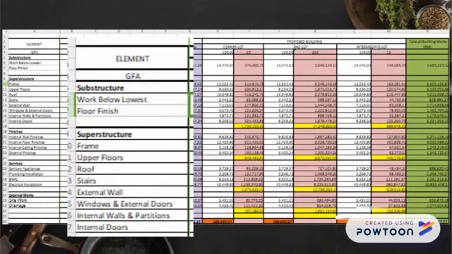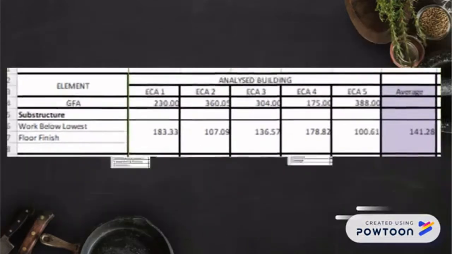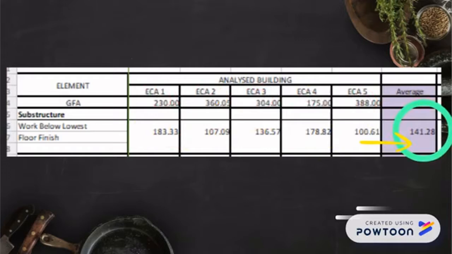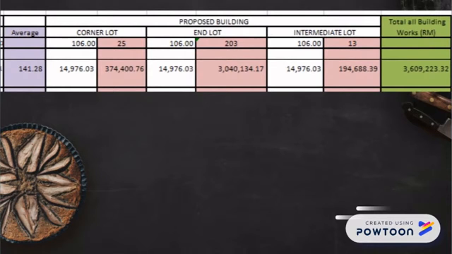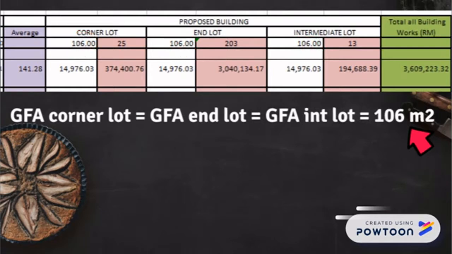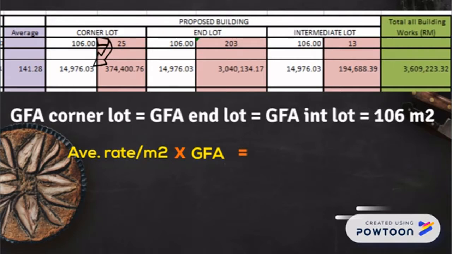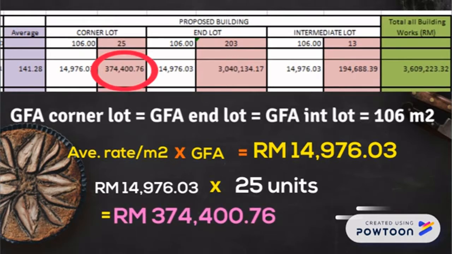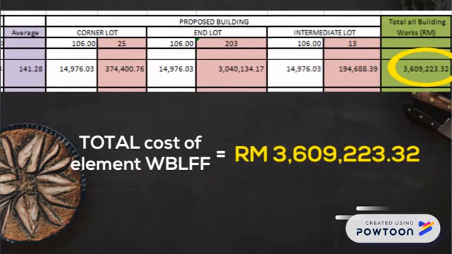Then the steps are repeated for each element. All 5 ECAs have different gross floor areas. The average cost of the element is calculated from the updated price of the 5 ECAs. For our proposed building, the GFA of the corner lot is the same as the GFA of the end lot and the intermediate lot. Then the average rate of the element is multiplied with GFA. The product is then multiplied with the number of units to get the final cost of the element. The total cost of the element is the sum of the total cost of corner lot, end lot, and intermediate lot.